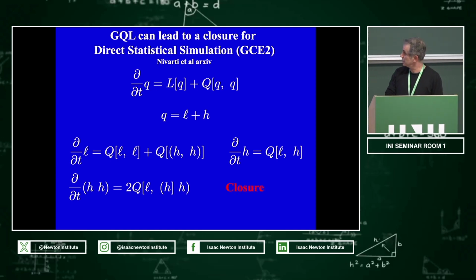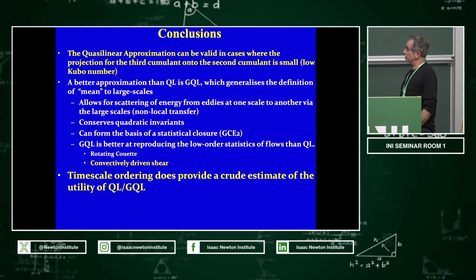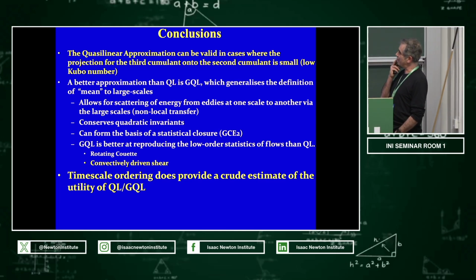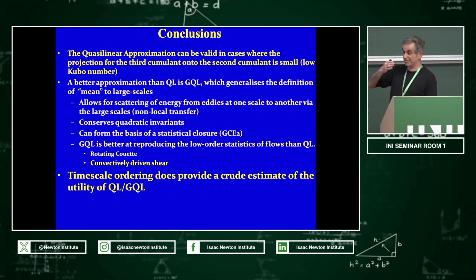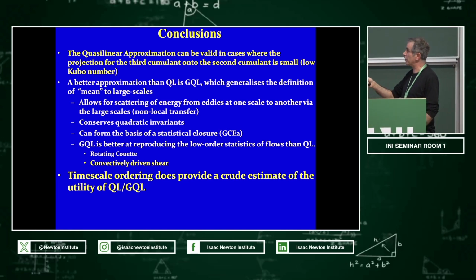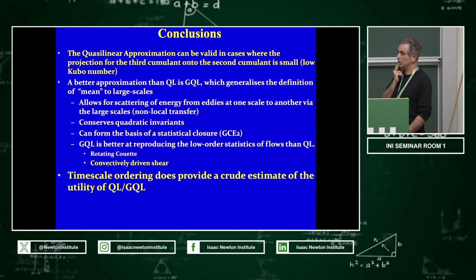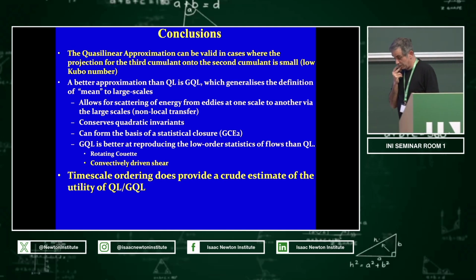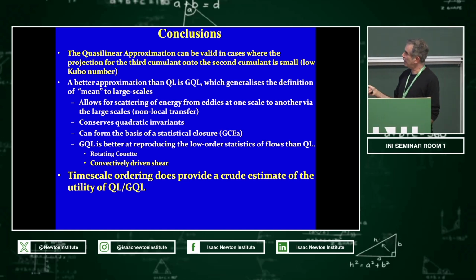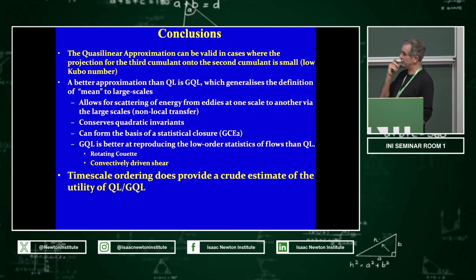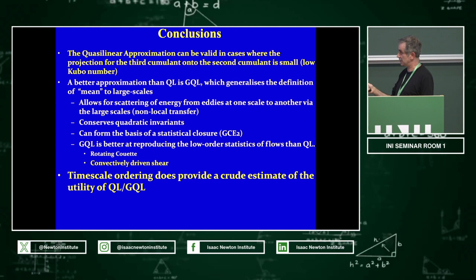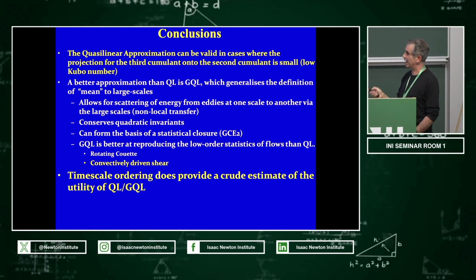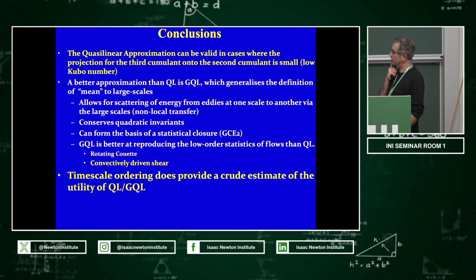So let me just finish with my conclusions. The quasilinear approximation can be valid in cases where the projection of what we call the third cumulant onto the second cumulant equation is small. It's very difficult to know when that's going to occur a priori. A better approximation than QL is GQL, which just generalizes the definition of mean to large scales. It's nice because it allows for scattering of energy from eddies at one scale to another via the large scales, and it still conserves quadratic invariance, and it can form the basis of a statistical closure.